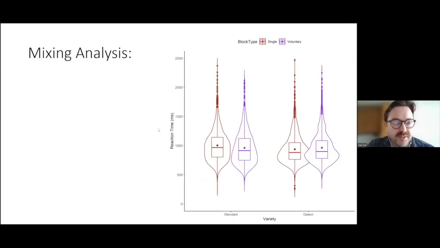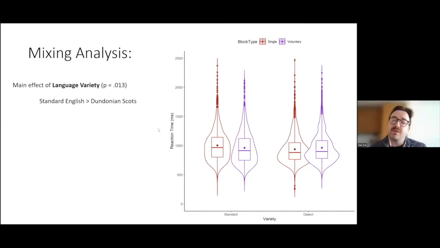So what did we find? In terms of this mixing analysis, we are comparing here the trials from the single language blocks with the repetition trials from the voluntary blocks, and we use linear mixed effects models to do this. We found a main effect of language variety in that the standard English items were named more slowly than the dialect items. Bearing in mind, prior to the task, we'd controlled for things like word length. So people were slower to name in the standard than they were the dialect.